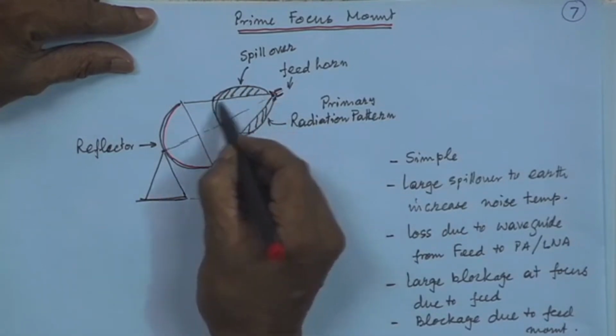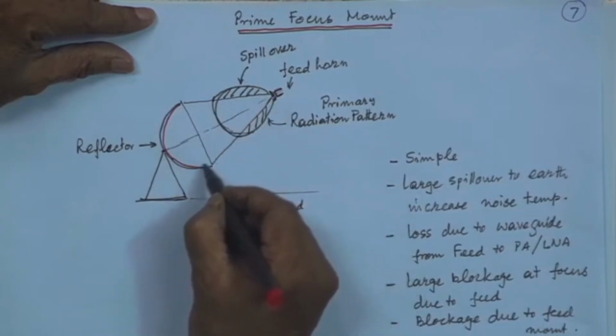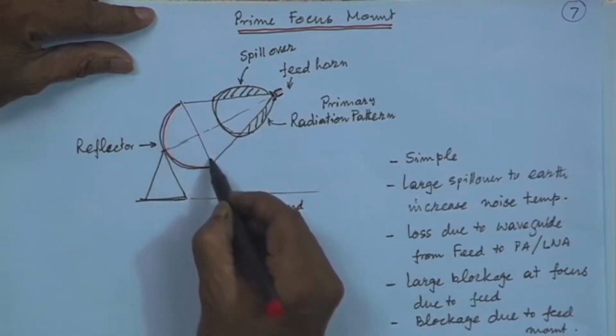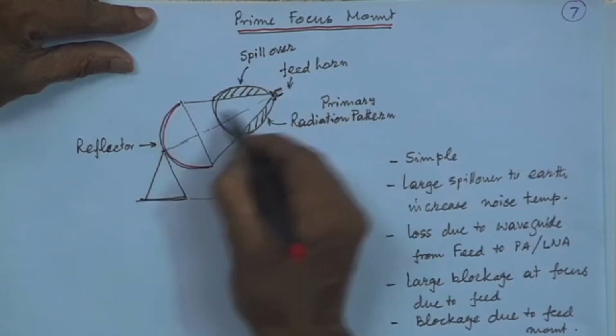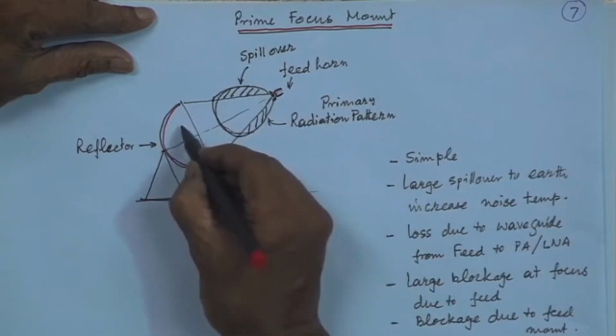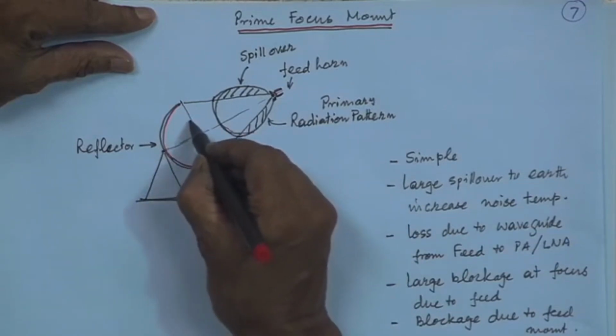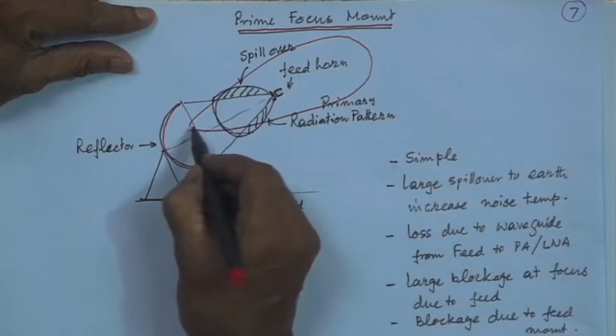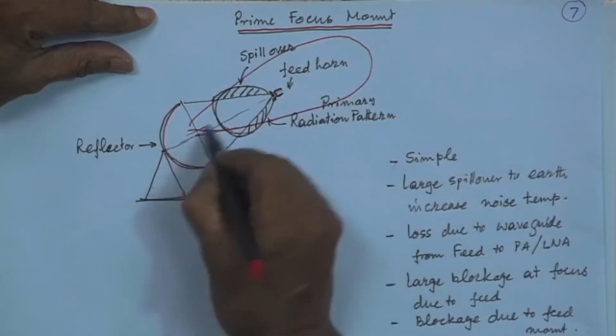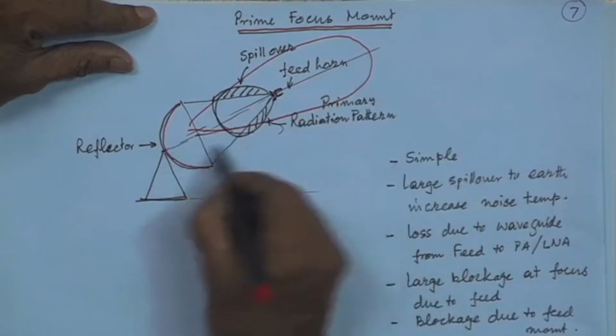Some of the main beam of the radiation pattern is captured by the reflector, and then it is transmitted back. In the ideal case it will go in a parallel line, but in reality it will start spreading. So, the beam will be like this. This is the secondary pattern. It may have some side lobes and all these things.